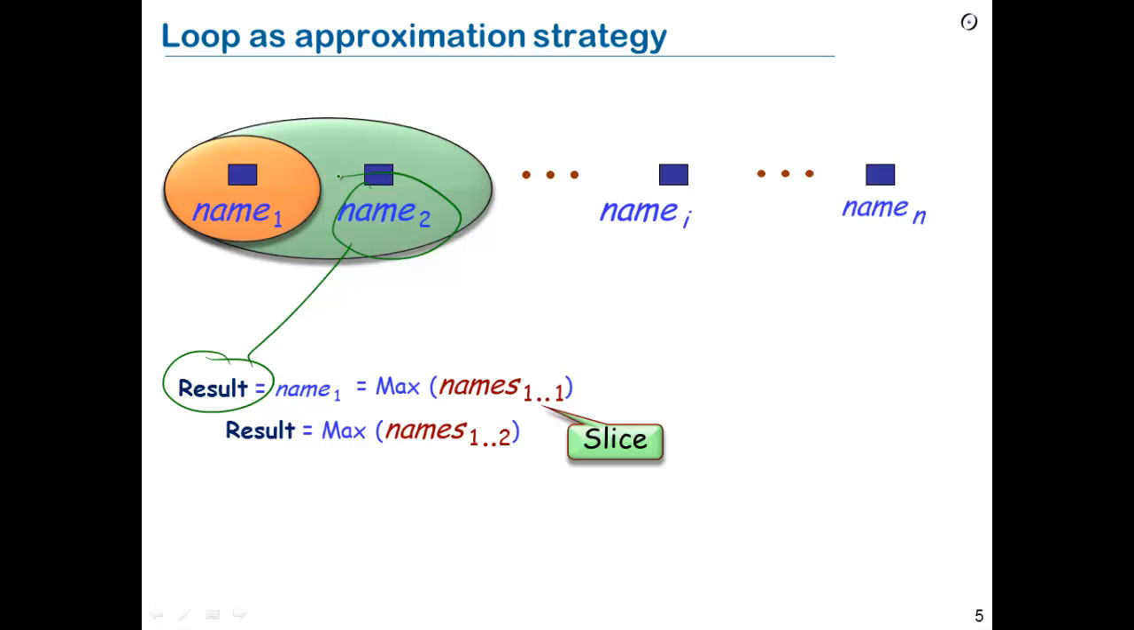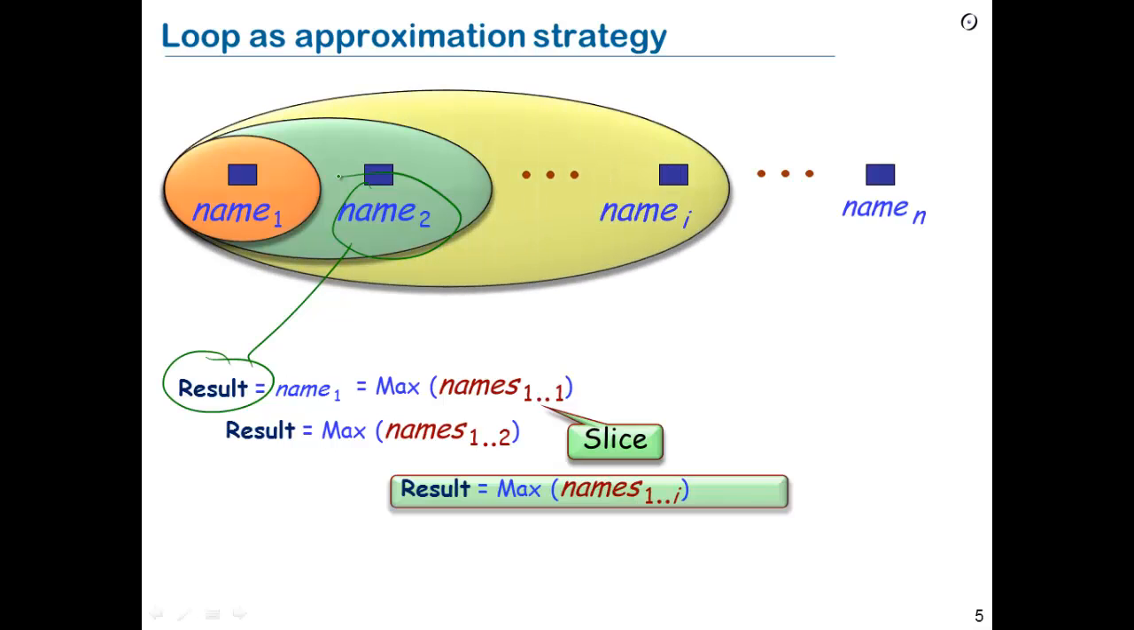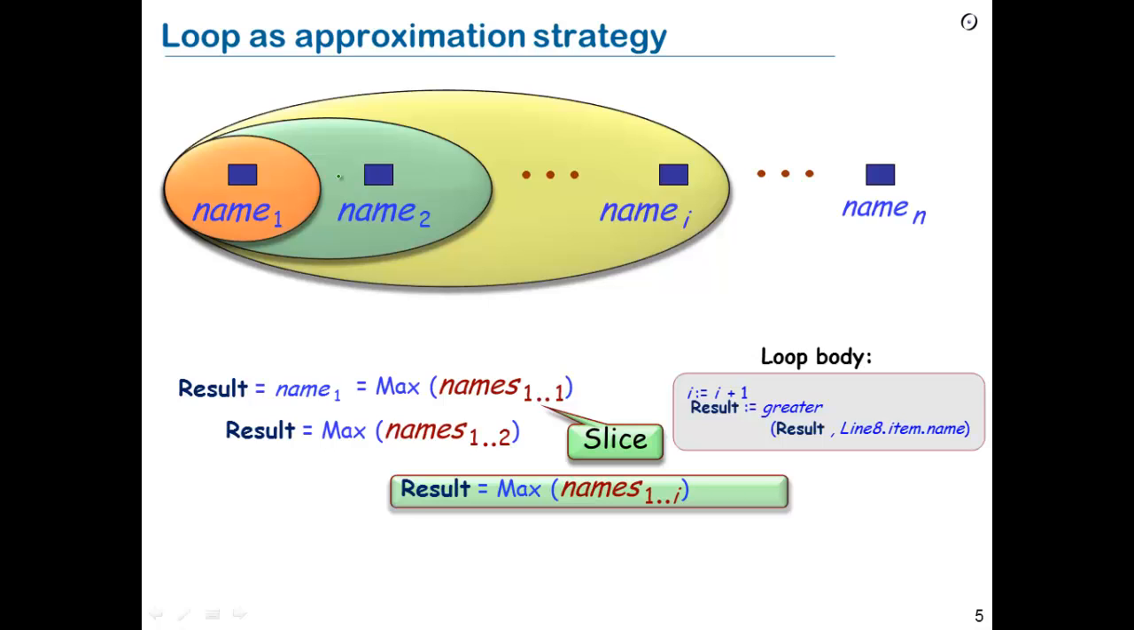And so that's the property that we're maintaining at each step, the fact that result is the max of the slice seen so far, 1..I, where I is the last station that we've seen. So we go to name I, someplace in the middle of the list, and the property that we have at this point is that result is the max of names, the slice from 1..I, and that is the invariant. And the purpose of the loop body is to maintain that invariant.